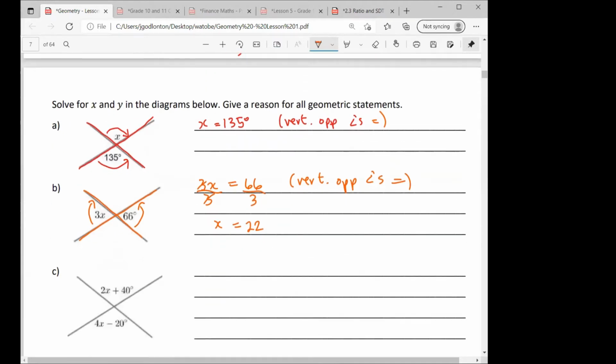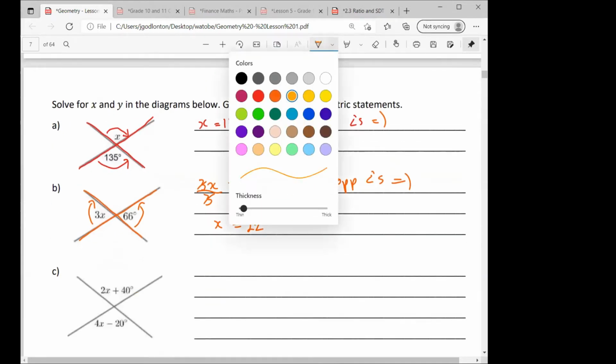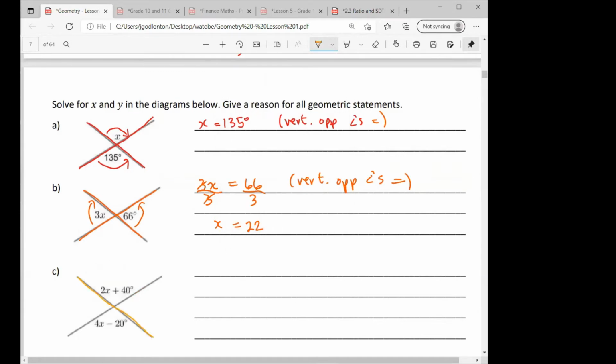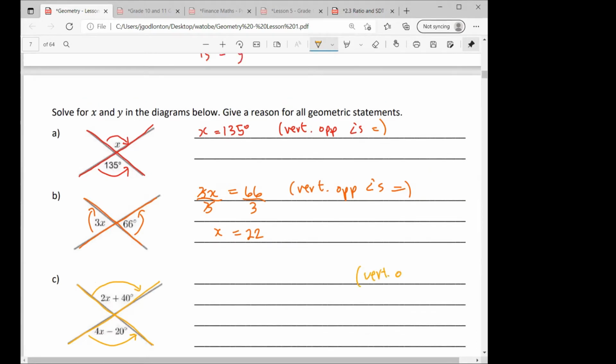Okay, now this one's a little bit harder, but I want you to think of it in exactly the same way. So these are our two straight lines, which means this is equal to that. I want you to think about what equation I could write there and what that would look like. The reason I'm going to use here is vertically opposite angles are equal. Think about what I'm going to write as my equation. What is equal to what? And then think about how I can solve for x.